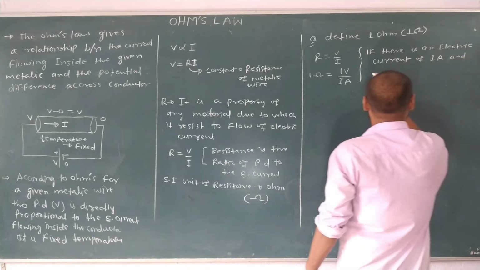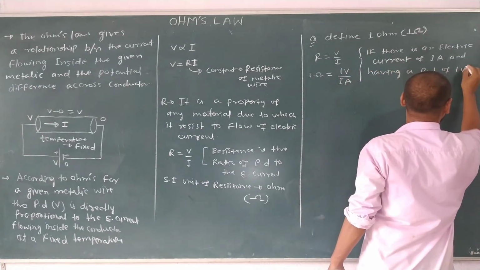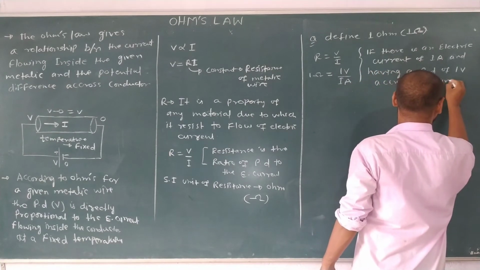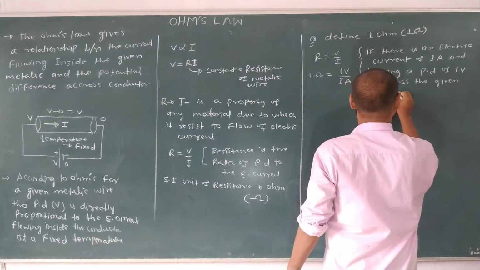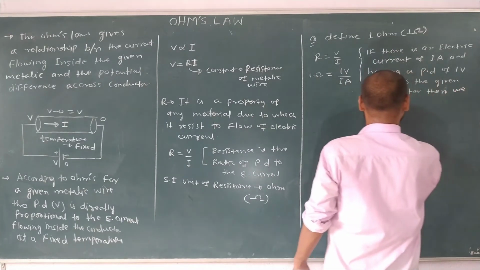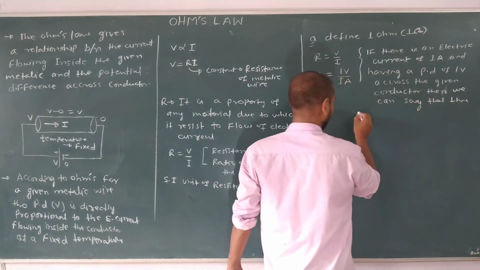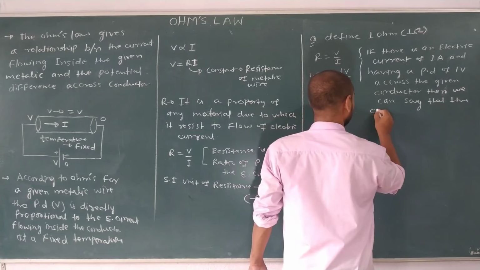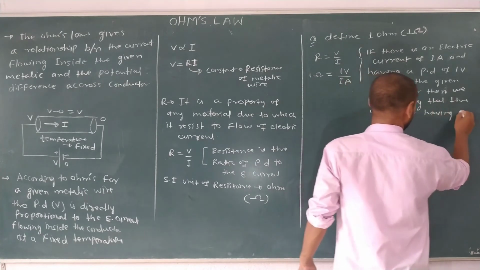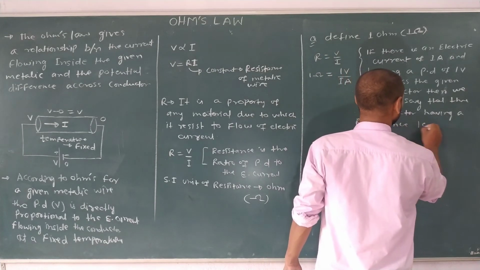and having a potential difference of 1 volt across the given conductor, then we can say that the metallic wire or the conductor has a resistance that is 1 ohm.